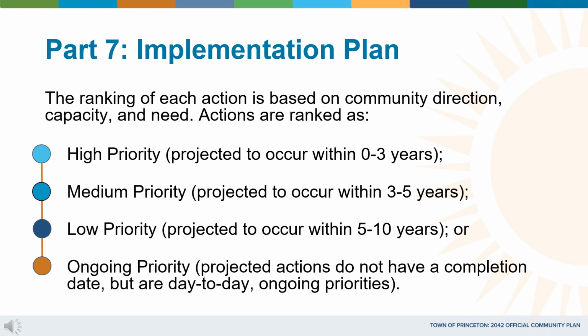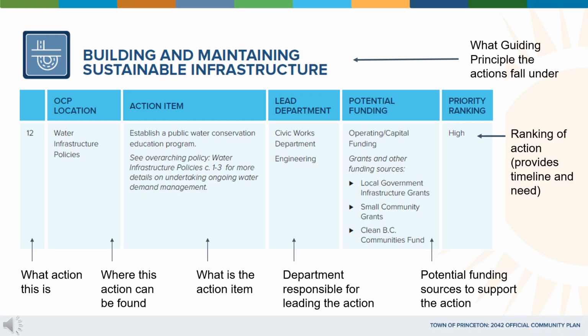Actions are ranked as high priority, where the action is projected to occur within 0 to 3 years, medium priority, where the action is projected to occur within 3 to 5 years, low priority, where the action is projected to occur within 5 to 10 years, or ongoing priority, where projected actions do not have a completion date but are day-to-day ongoing priorities. Here is an example of an implementation table for building and maintaining sustainable infrastructure, which is found in Schedule M, starting on page 106 of the draft OCP.